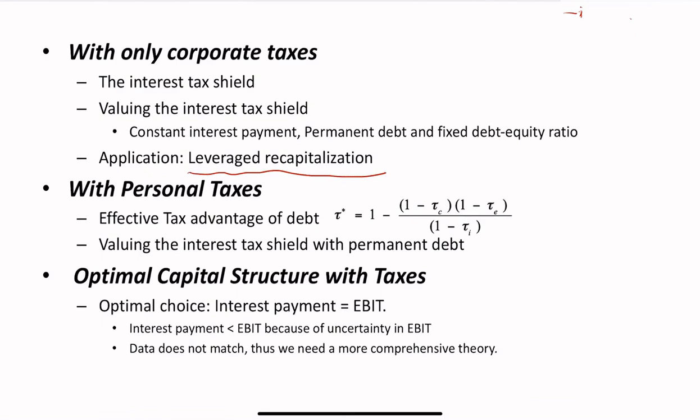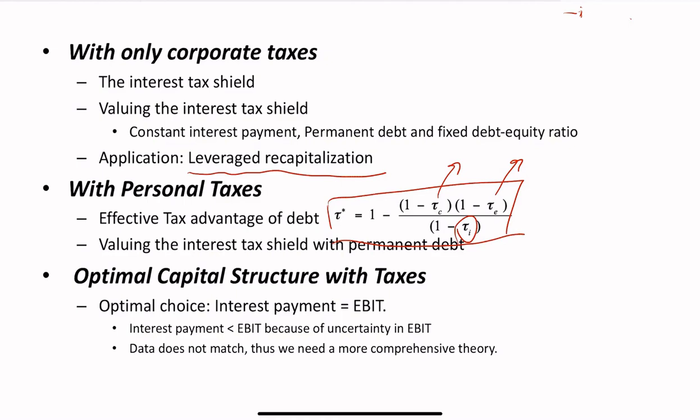And then we further go into the more complicated case, that is there are personal taxes. In this case, we first defined the effective tax advantage of debt. Right, so here the TC is the corporate tax rate. The TE here is the tax rate on equity income. You can consider this as the average tax rate on dividends and capital gains. And this TI is the tax rate on interest income.